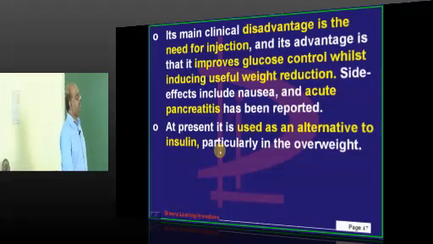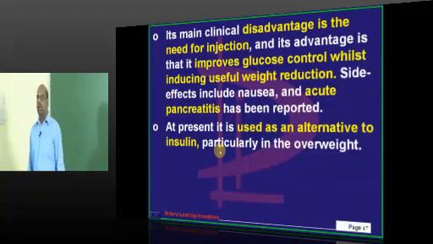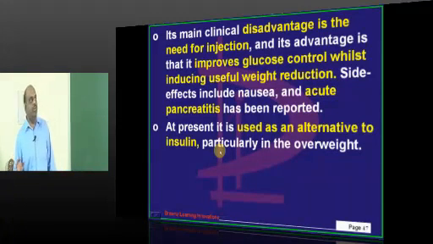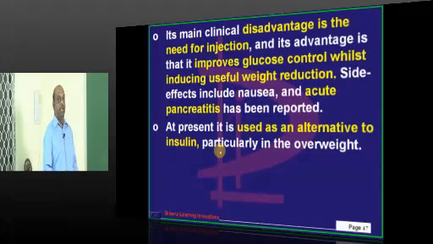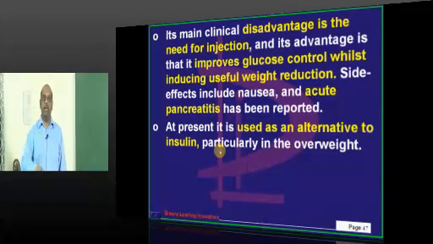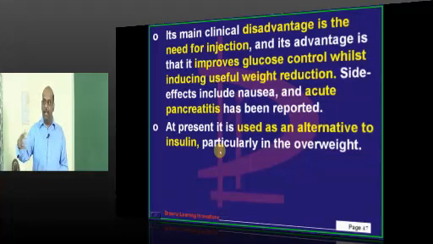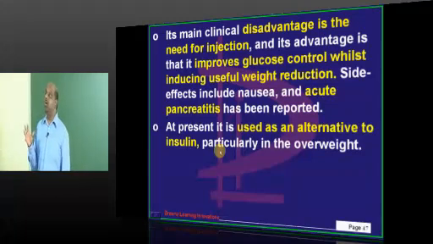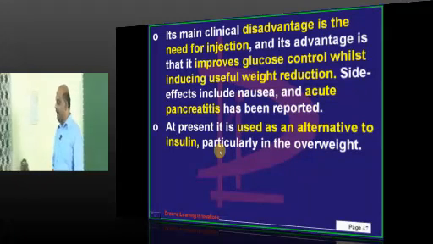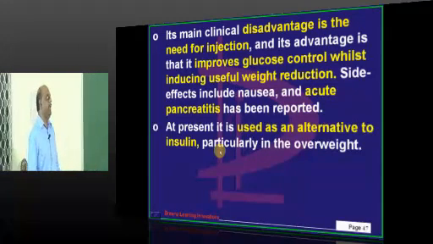But its advantage is it won't lead to weight gain. So, it will improve the glucose control, and at the same time by decreasing the appetite and delaying gastric emptying, it promotes weight loss. But in a few people, acute pancreatitis is one of the side effects reported with exenatide.